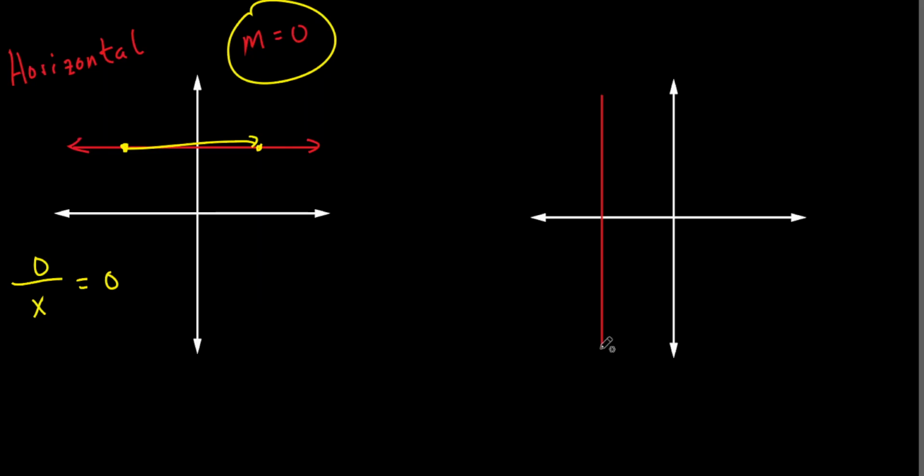Watch this. Okay, what if you had a line like this? What kind of line? This was horizontal. Horizontal, right? Means it goes across like this. This is vertical, all right? So know those words.